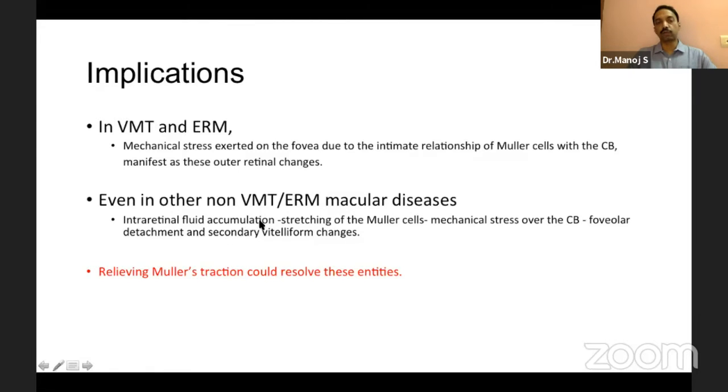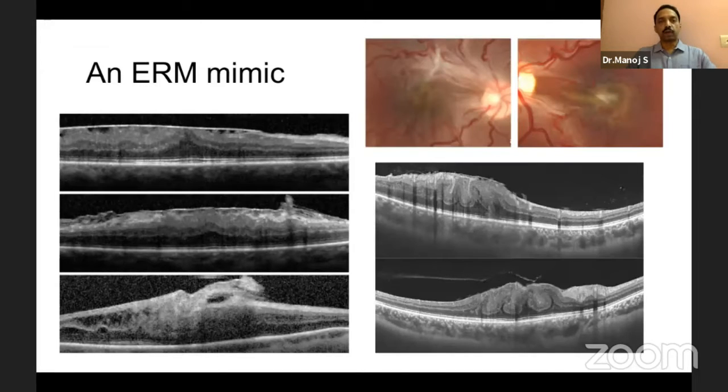Whenever there is intraretinal fluid and stretching in the Muller cells, as in vascular disorders, there also you could see these changes. So what is documented is that relieving these central Muller cell traction surgically could resolve or reverse some of these entities. Now coming to the next entity, if you look at these left side OCT pictures, these are all pictures of epiretinal membrane with varying degrees of inner retinal and full thickness retinal distortion.